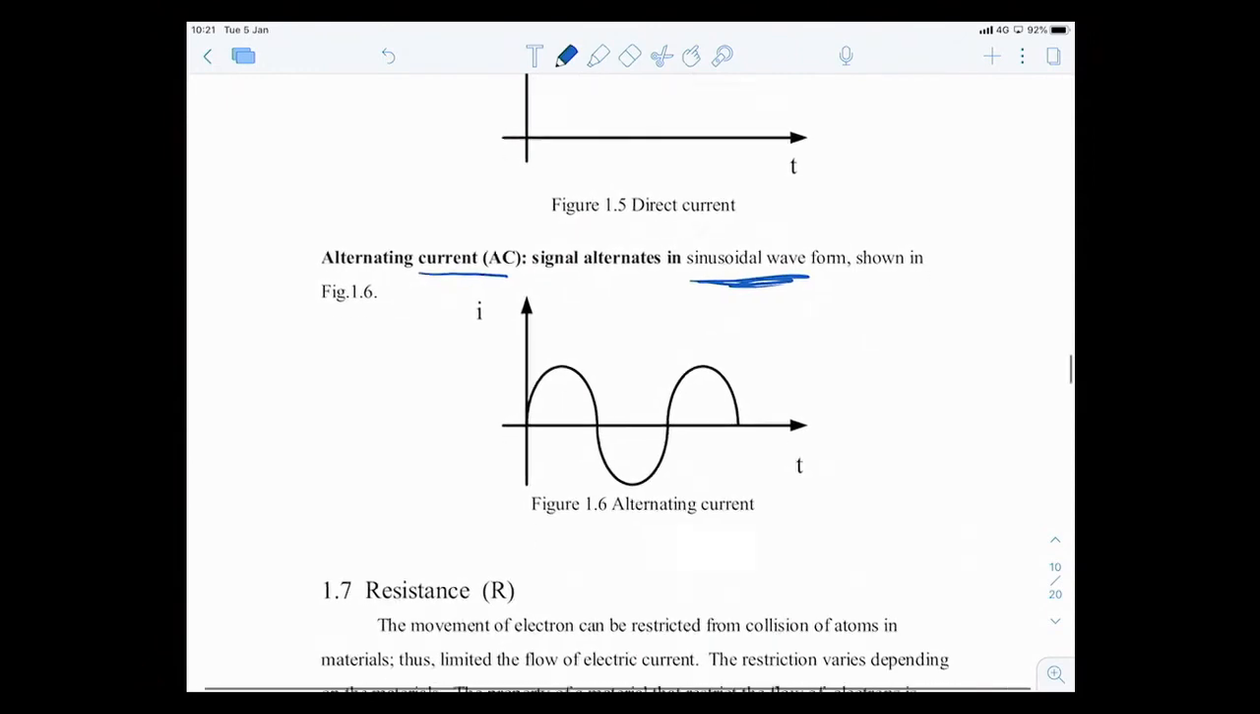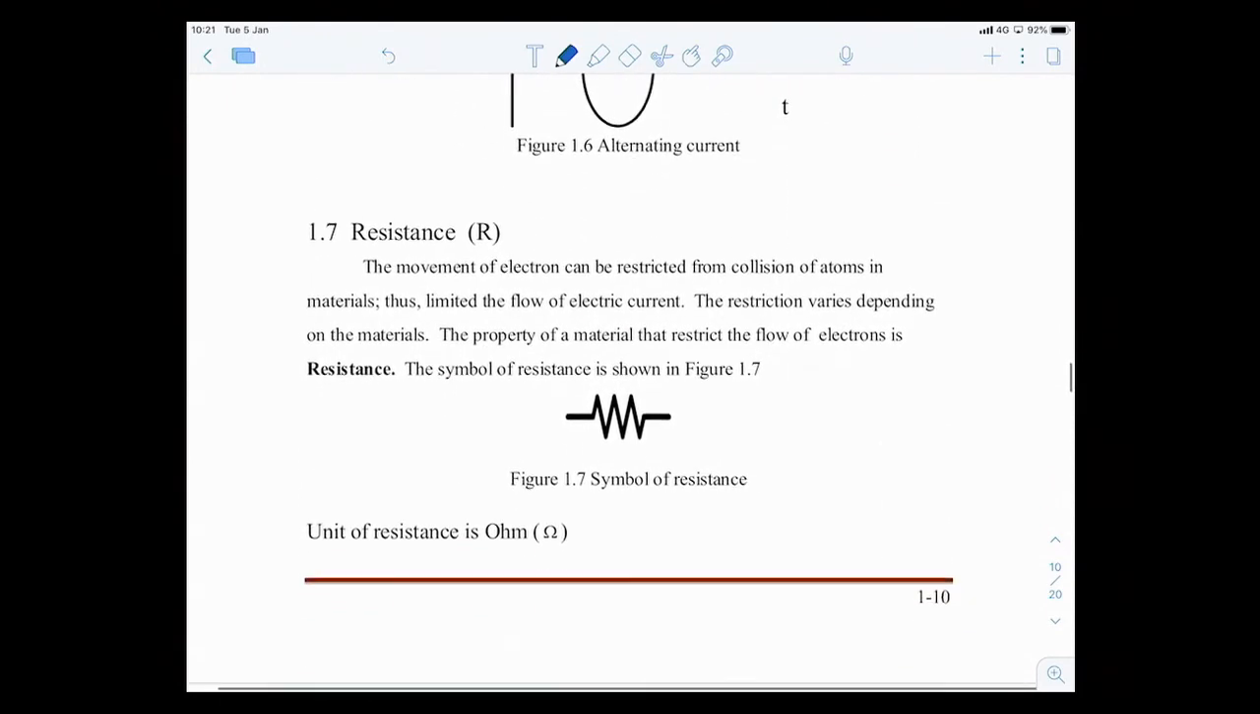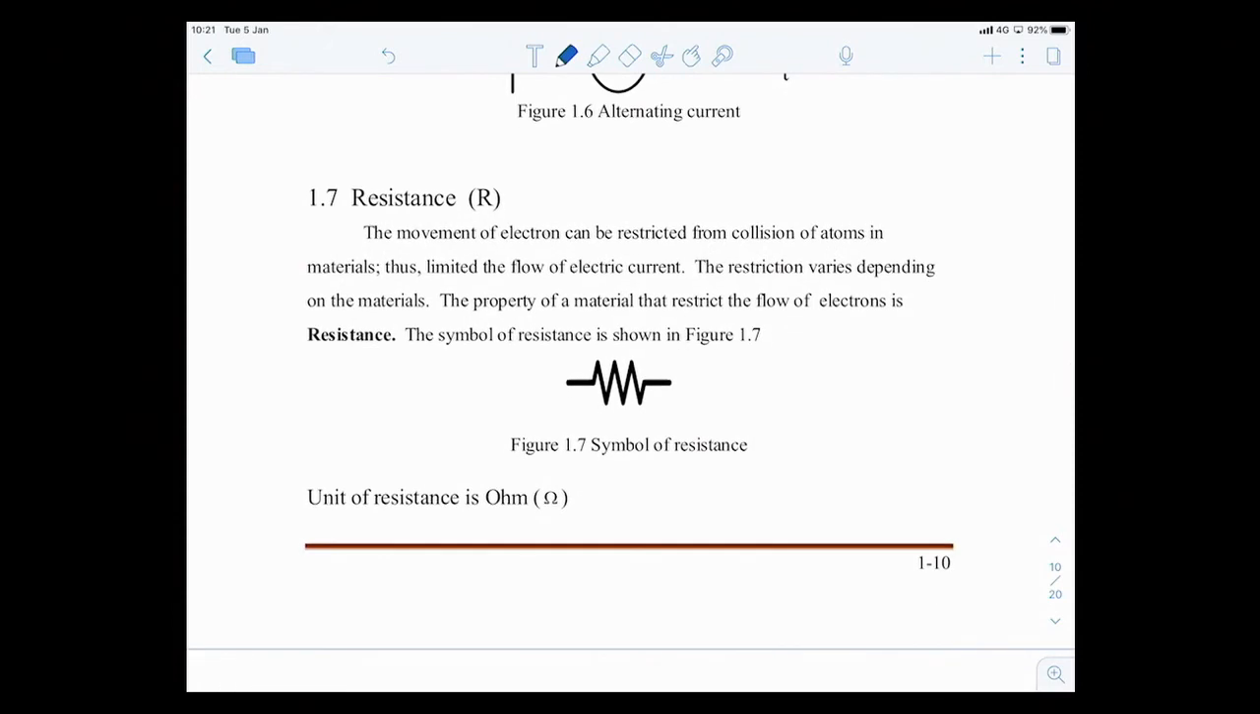So that's current. Next one, resistance, R. It's the resistors that provide you with resistance values. The symbol is this symbol for R, and the unit is ohms. Resistance is there to limit the flow of electrical current. It restricts the flow depending on the materials you're using to make these resistors.